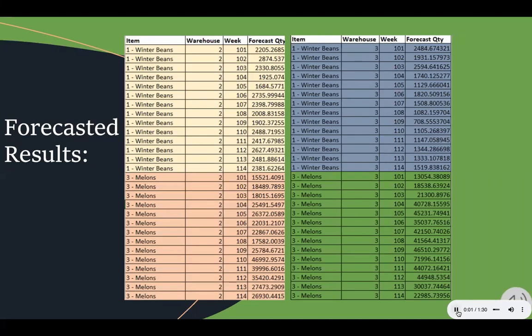Okay, so on the top left, we have Winter Beans Warehouse 2 forecast data from weeks 1 through 114. On the right of that is Winter Beans Warehouse 3, again from 101 to 114. On the bottom left, we have Melons Warehouse 2. There's the forecasting data. And then we also have Melons Warehouse 3 on the right of that from 101 to 114.